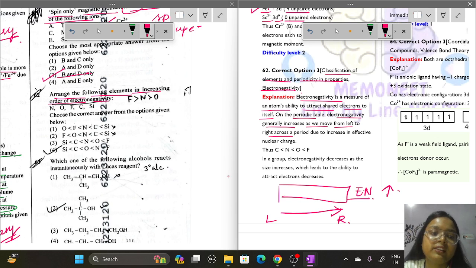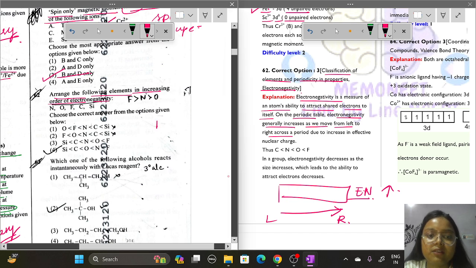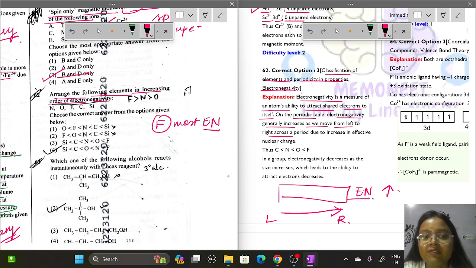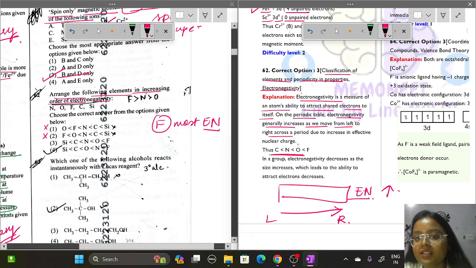Among all this, which is the most electronegative element? We know that fluorine is the most electronegative element in the entire periodic table. So automatically option 1 and 2 are incorrect. Let us see the other options. This one is clear, because as we move from left to right, the electronegativity increases. So fluorine, then oxygen, then nitrogen, and carbon.